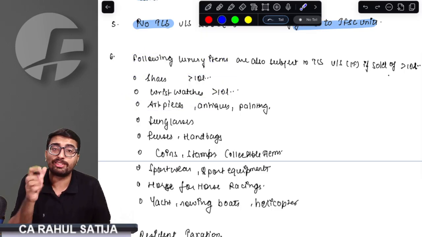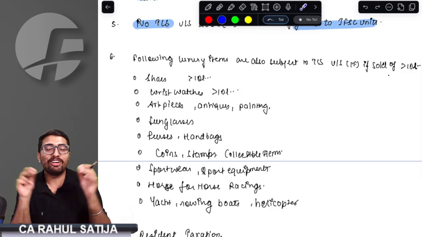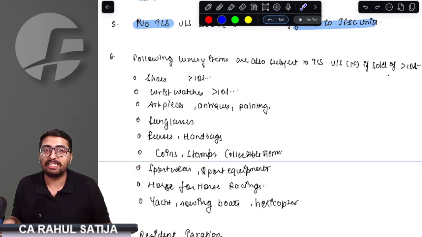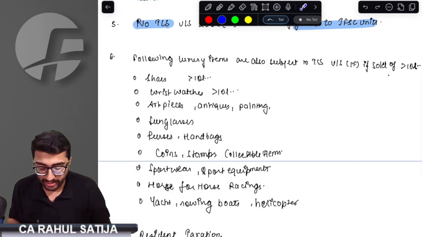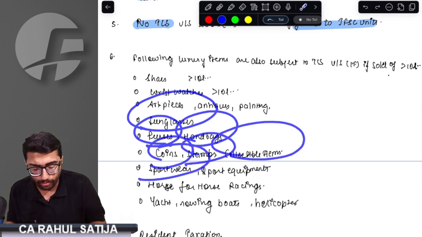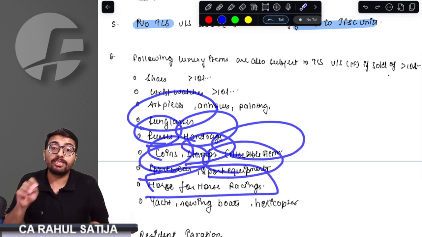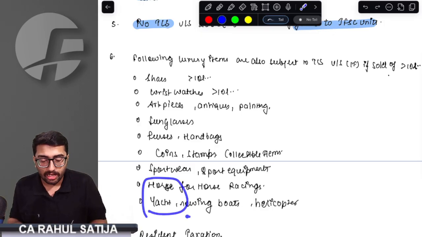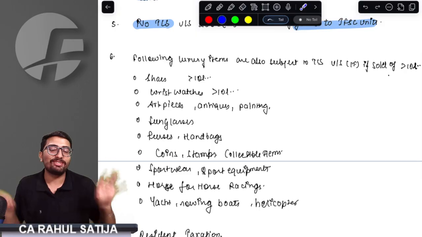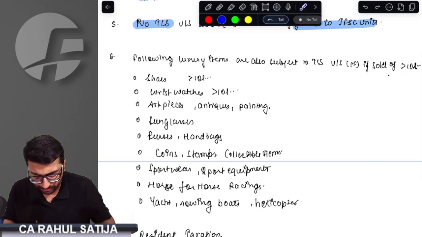If anybody is selling wristwatches, if you are buying a Rolex wristwatch, then 1% TCS would be collected. If you are selling any art pieces, antiques, paintings, then 1% TCS is to be collected. Sunglasses, handbags, purses, coins, stamps, collectible items, sportswear, sports equipment, horses used for horse racing, yachts, rowing boats, and helicopters: if you are selling any of these luxury items, then 1% TCS is to be collected.